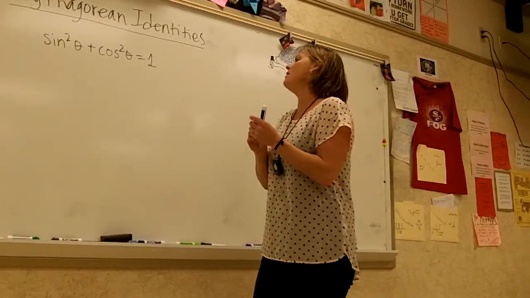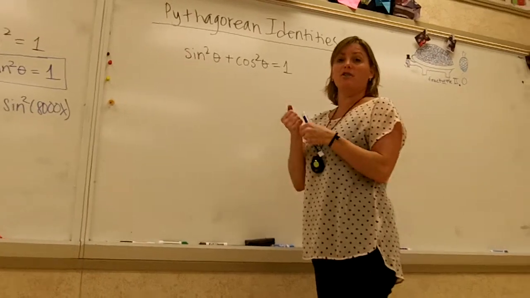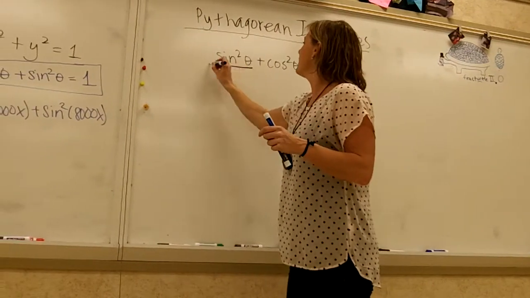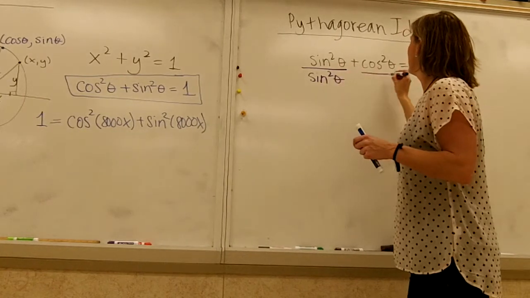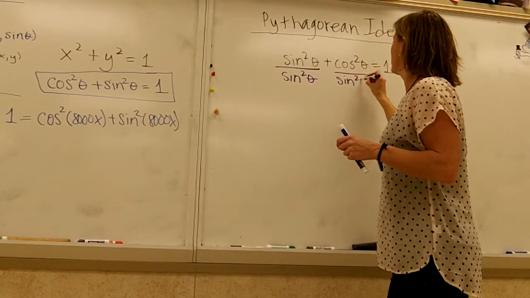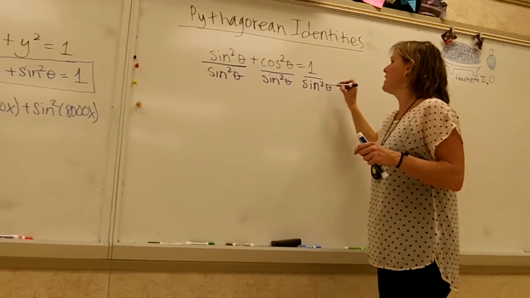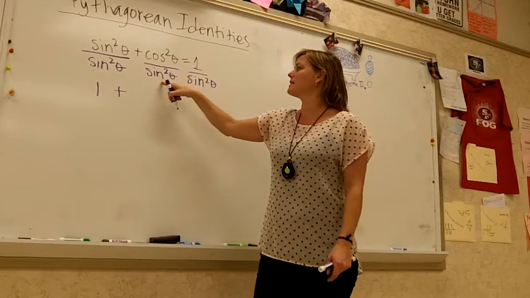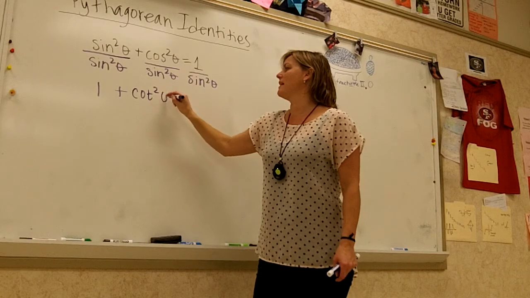And then what we can do is think about having some fun with our other trig identities that we were talking about on Wednesday. If I divide all of these things by sine squared theta, I get 1. Let's see, cosine squared theta over sine squared theta, that's just cotangent squared theta.